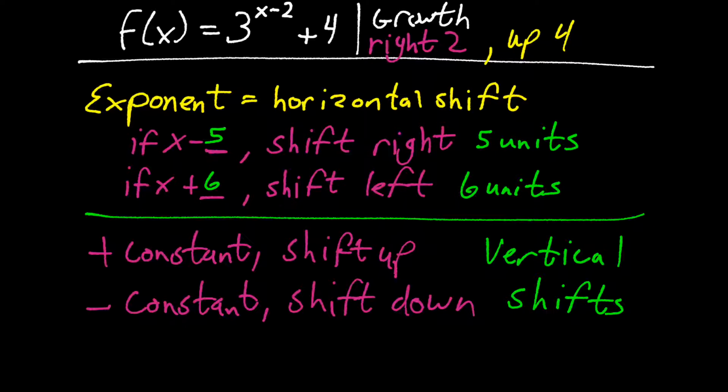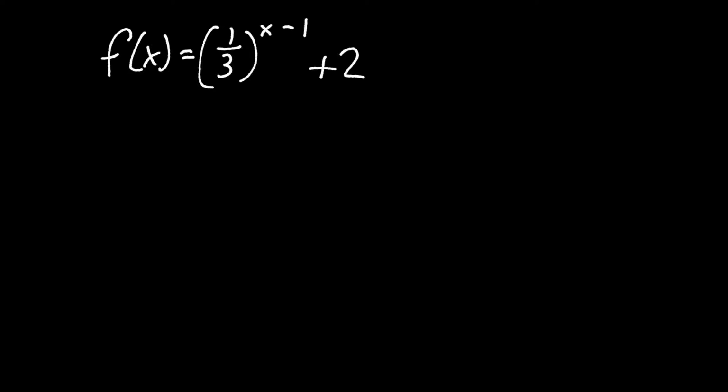Let's try 2 more examples, and then hopefully we'll be on the right track towards getting a good grasp of exponential functions and how to graph them. For our second example, here we have the function of x equals 1/3 raised to the x minus 1 power plus 2. And just like before, we want to tell, is this a growth or decay function? And then how is the function shifted?